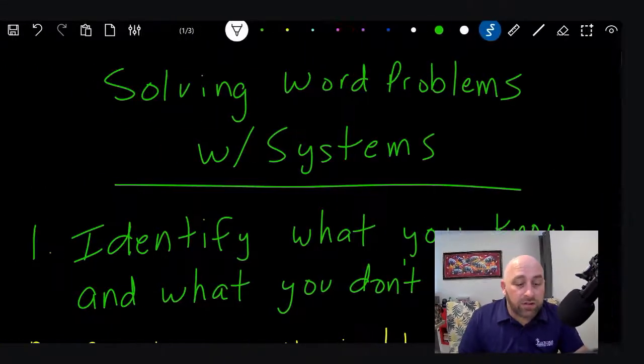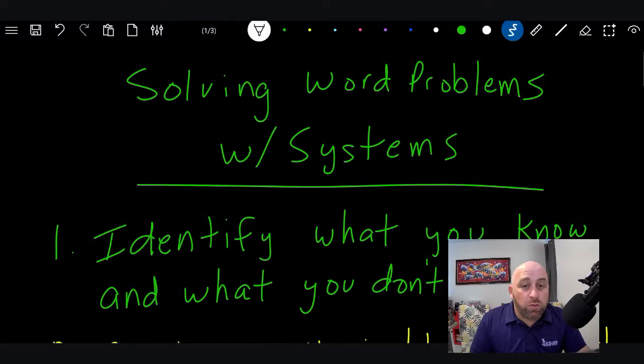In our books, we are on page 168, and we're going to be learning how to solve word problems using systems of equations. First of all, we want to identify, and the steps are right there in your book, what you know and what you don't know. Some of you, that's a really short list for what you do know, and a really big list for what you don't know.